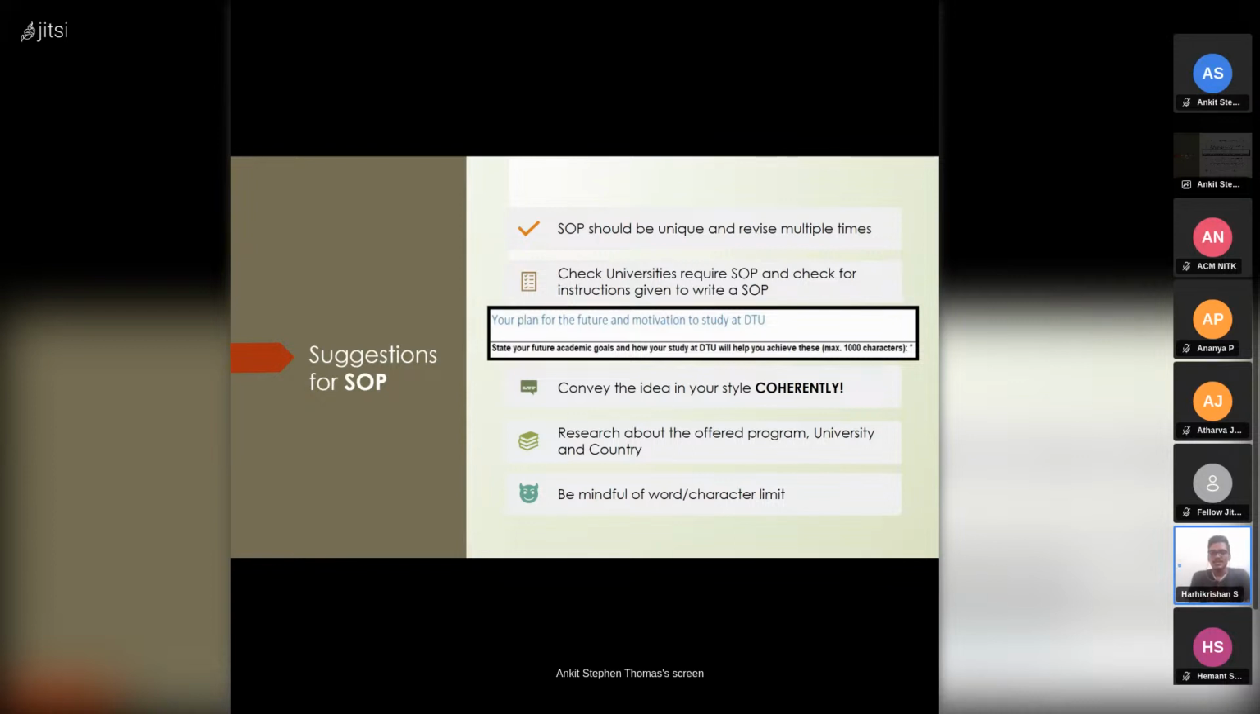And then, to start an SOP, research about the offered programs, the university and the country itself. That will be helpful for you when you try to write your future goals and motivation for studying in that university. And be mindful of the word or character limit. These limits are different, but you have to be precise about how many words you can write. You have to be talented enough to accommodate all the ideas you want to give out in the limited words.